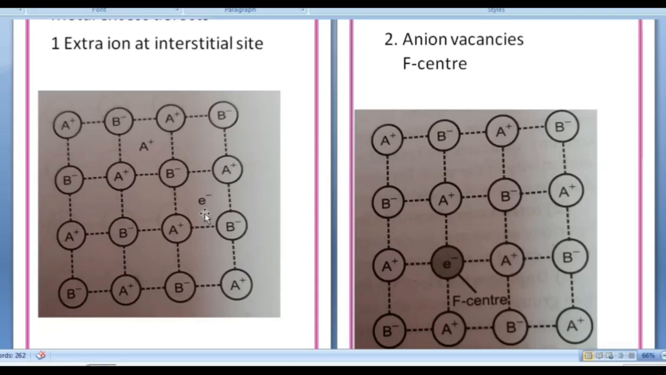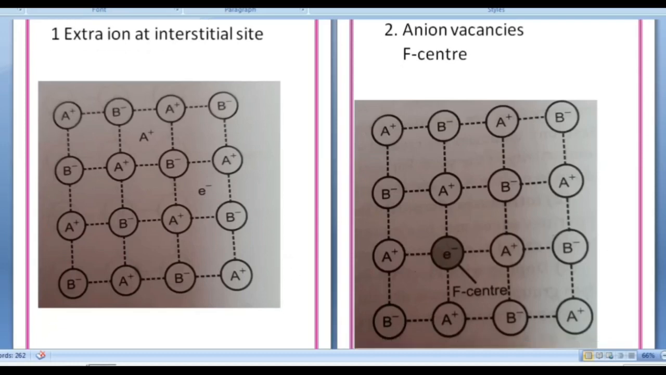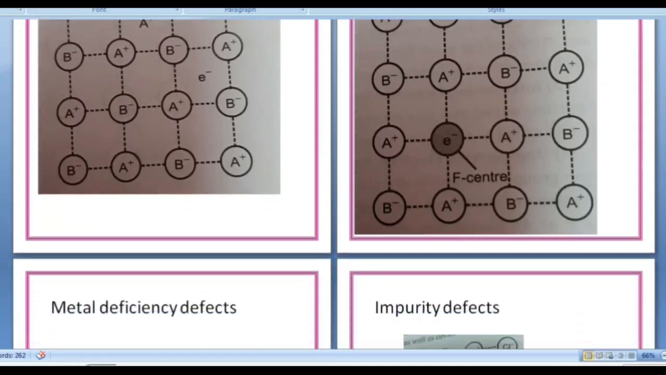For example, when sodium chloride is heated in an atmosphere of sodium vapors, excess sodium ions are deposited on the surface of the crystal. Cl- diffuses to the surface and combines with Na+ ions to form NaCl. Electrons thus formed get entrapped in anion vacancies, forming F centers, which absorb light and radiate yellow color. Thus NaCl appears yellow in color. So these are the two excess ion defects.